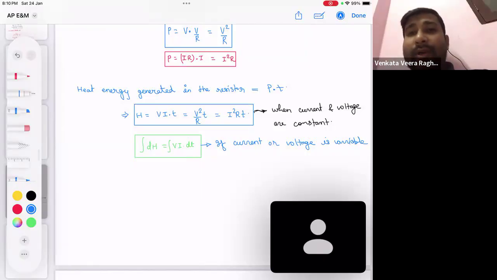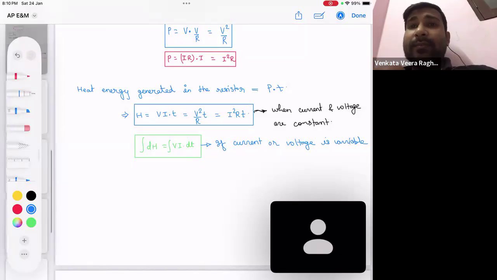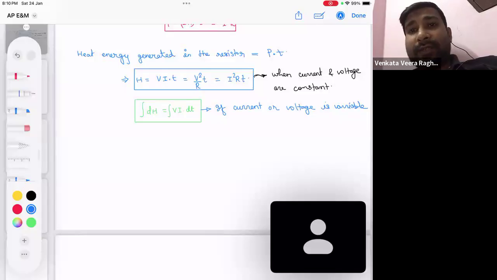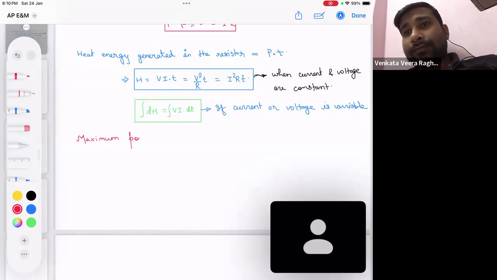Now, the next thing is called the maximum power transfer theorem. Okay. What is the maximum power transfer theorem?